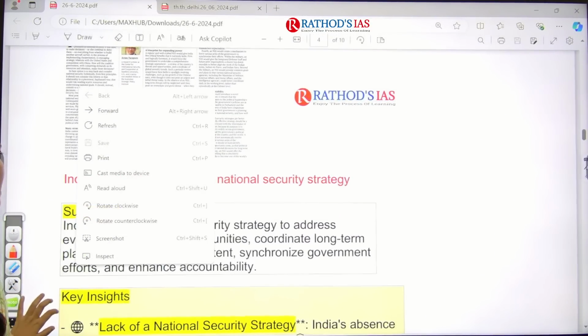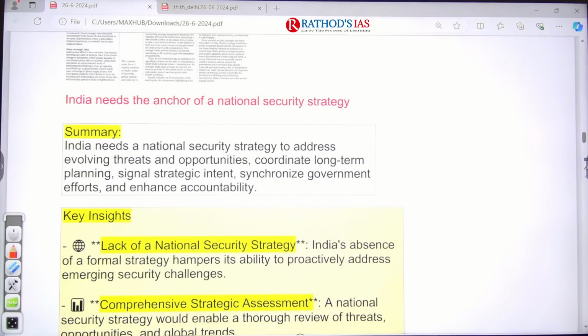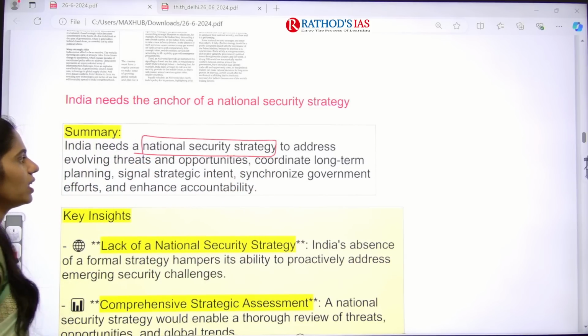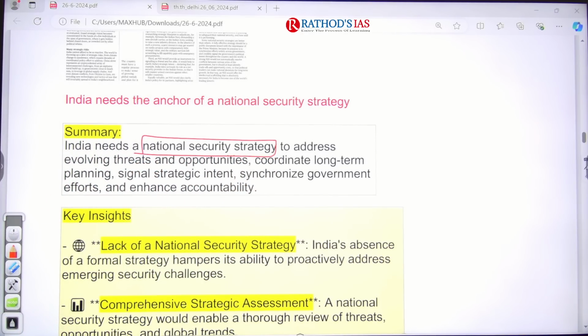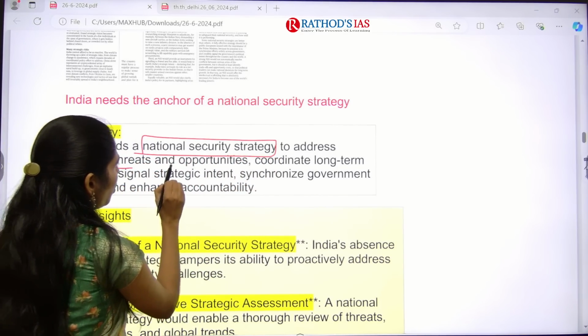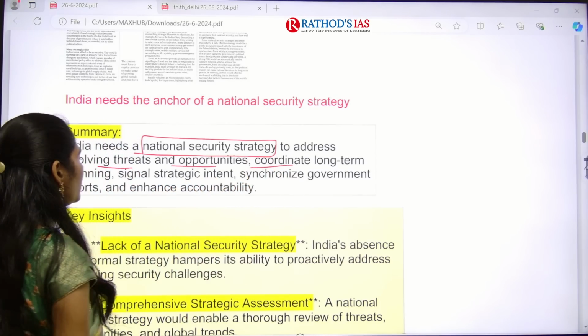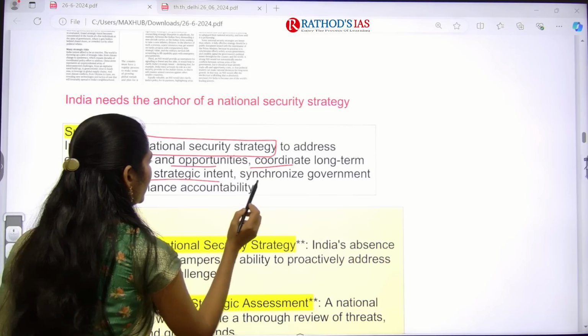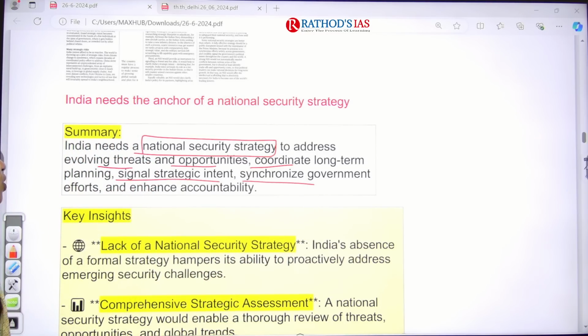So what is the summary? India needs the anchor of a national security strategy. So this article says that yes, we need a proper national security strategy. Why? To address evolving threats and opportunities, and we have to coordinate long-term planning and signal strategic intent, and we need to synchronize government efforts, and we have to ensure accountability.